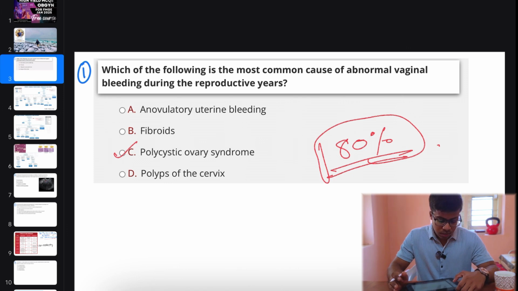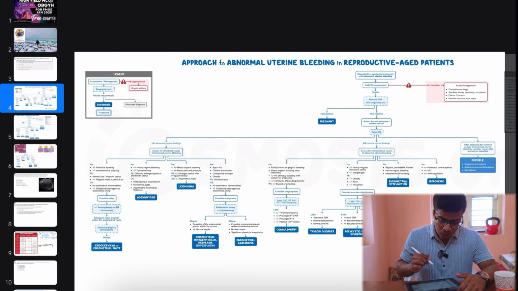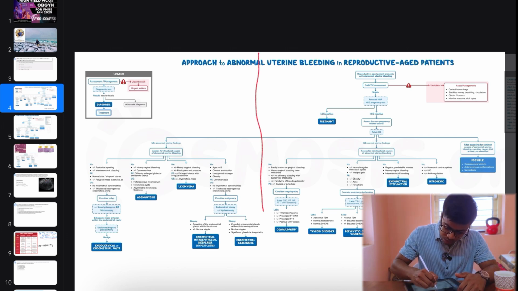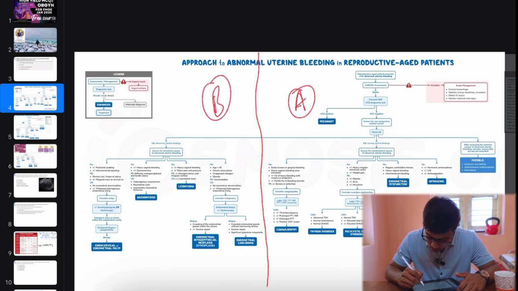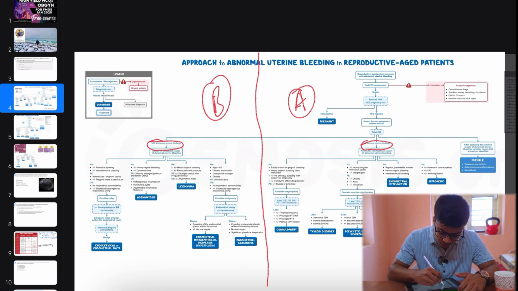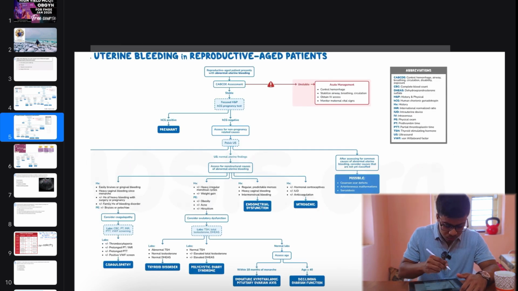But now let's discuss the algorithm or approach towards abnormal uterine bleeding in reproductive age patients. I will divide this approach in 2 parts, part A and part B. In part A, the pelvic ultrasound will have a normal finding. In part B, ultrasound findings will be abnormal, and according to that we will discuss the diseases. So let's move on to part A.